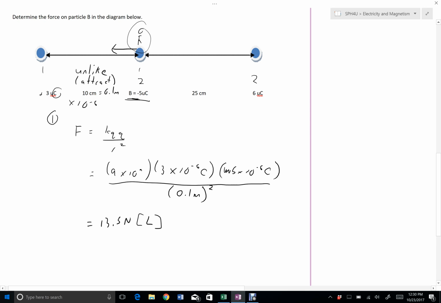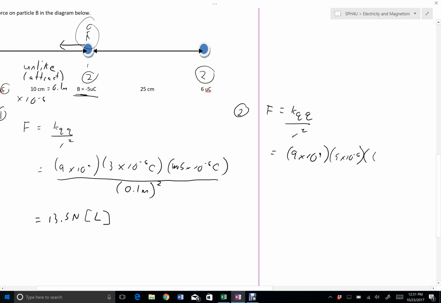Okay, now I'll consider this pairing number 2. Again, F is equal to kQQ over r squared here. k is 9 times 10 to the 9. Q, 5 times 10 to the negative 6. And what's that other one? 6 times 10 to the negative 6. Again, they're both microcoulombs, which means negative 6. And the distance between them, once again, has to be in meters, so that's 0.25 meters squared. So just more calculator work here.